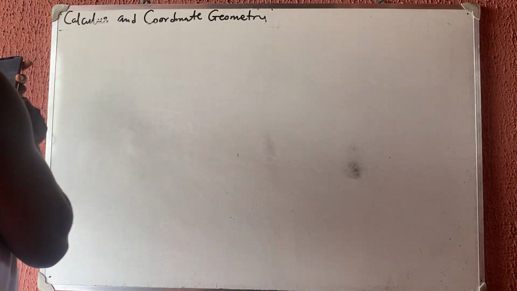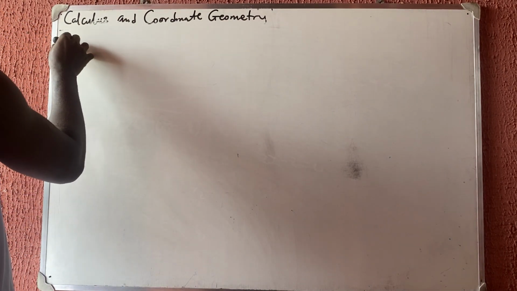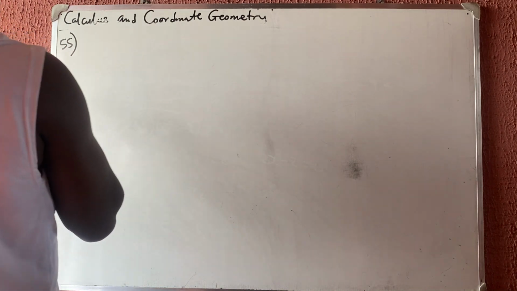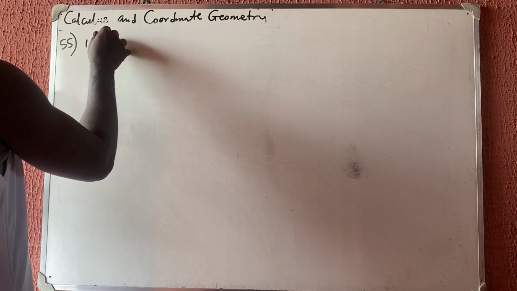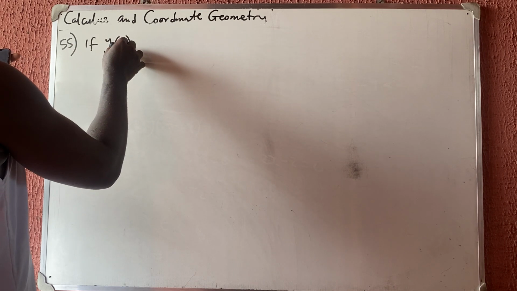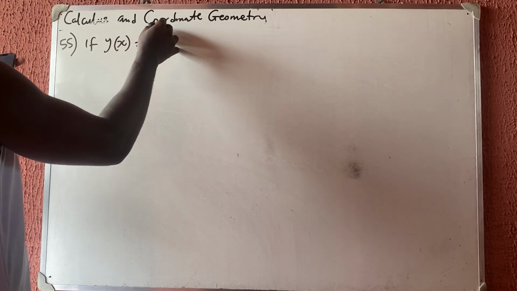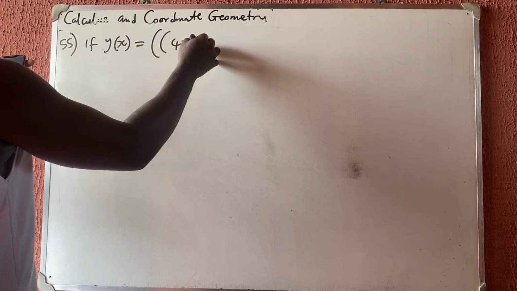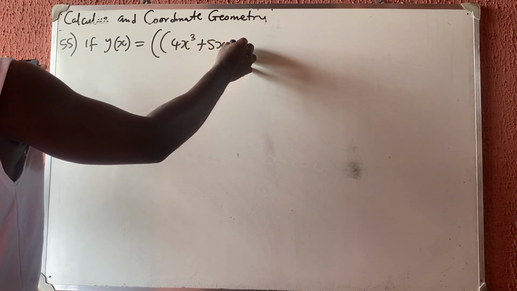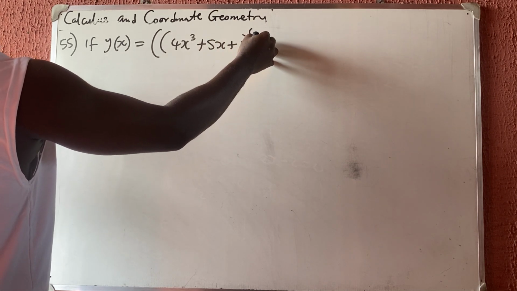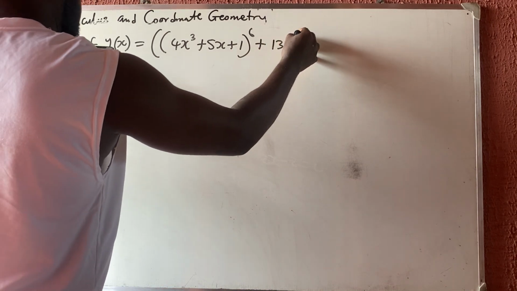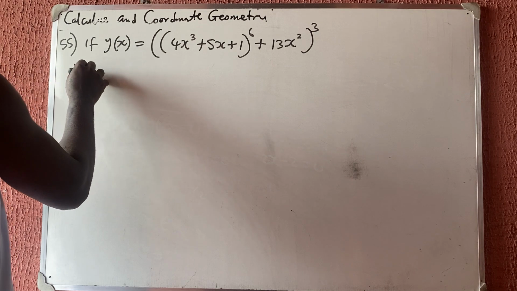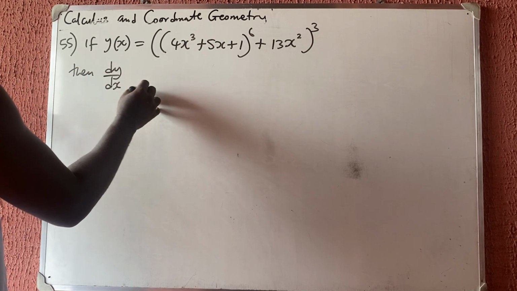Question number 55 said that if y of x is equal to (4x raised to power 3 plus 5x plus 1) all raised to power 6, then plus 13x squared, then all raised to power 3. Then we should find dy dx. Solution.